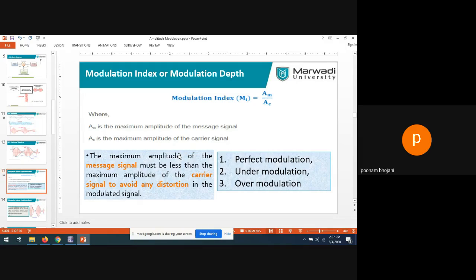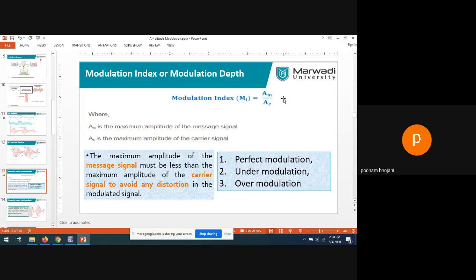Now very important is modulation index in amplitude modulation also. We have seen the modulation index in the ASK, FSK, PSK also. Here also we are going to see the modulation index, or it is also known as modulation depth. So modulation index is nothing but the ratio of amplitude of the modulating or message signal upon amplitude of the carrier signal, AM upon AC. Modulation index can be defined as capital MI or small m or mu. In different books they have used different symbols for the modulation index.